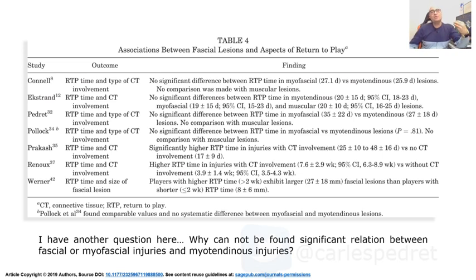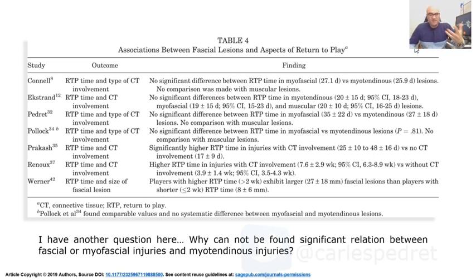to define correctly what a fascial injury is, because when I go to the cadaver to dissect, and I talk to the anatomists, they have a very different vision of the fascial tissue of every muscle. So I think we have to define it quite well. So that's why I have another question here. Why can't significant relations normally be found, as we can read here in that table, between fascial or myofascial injuries and myotendinous injuries? Probably because normally we don't define it correctly.